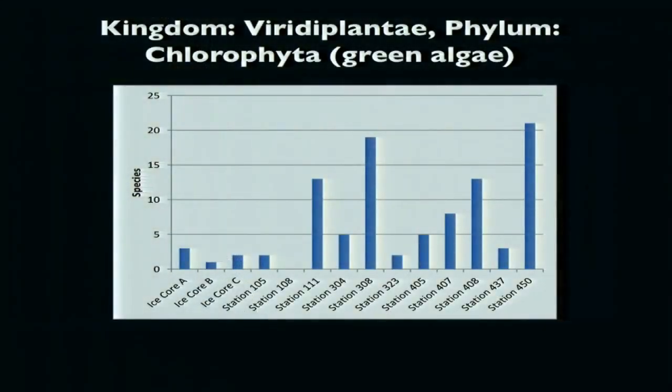So we have been looking at the green algae portion of the data, and again, this is in the context of a multi-marker system. We have used multiple markers, and you see the picture is different between the ice cores and these sites, and even among these sites, you see the variation.